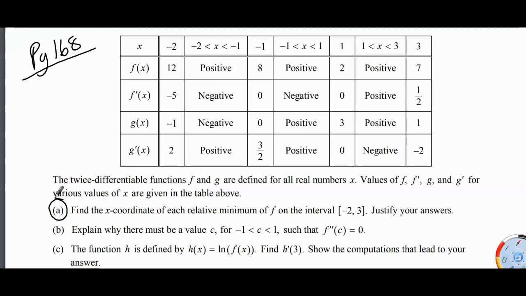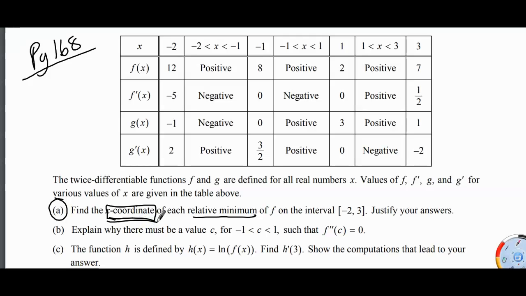And they've given us various values of f and g in the table there above. It's asking us to find the x-coordinate. That's important. Pay attention to that. The x-coordinate of each relative minimum. Now, you guys know a relative minimum is a y value, but they want to know what's the x value that goes with that relative minimum.